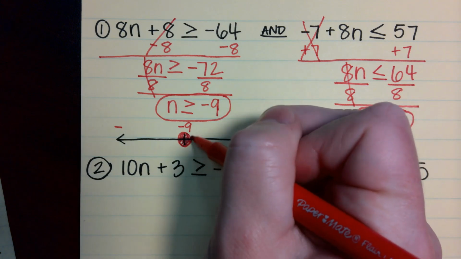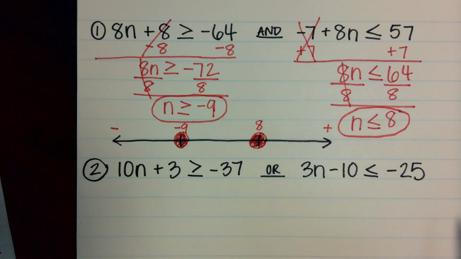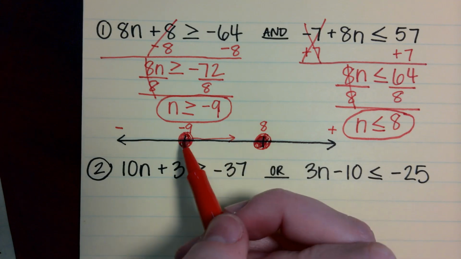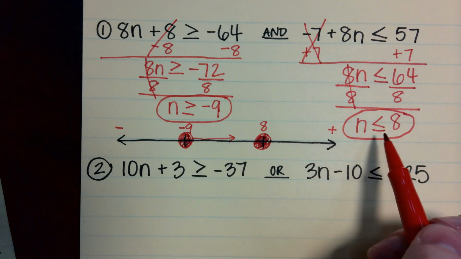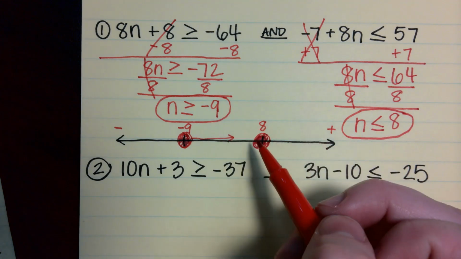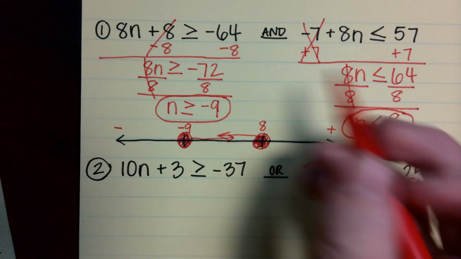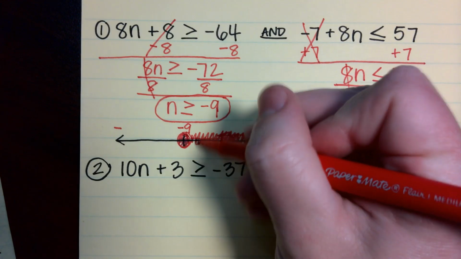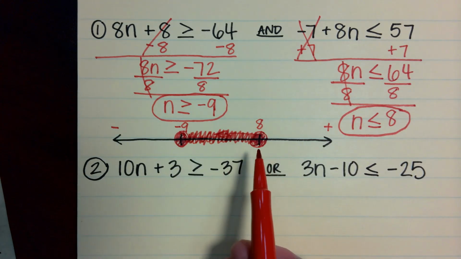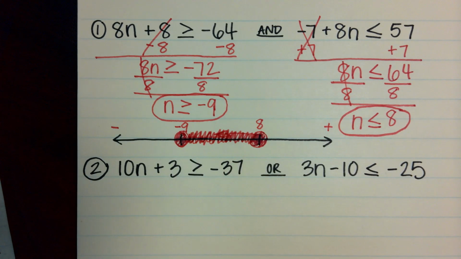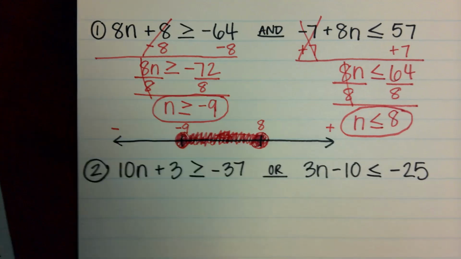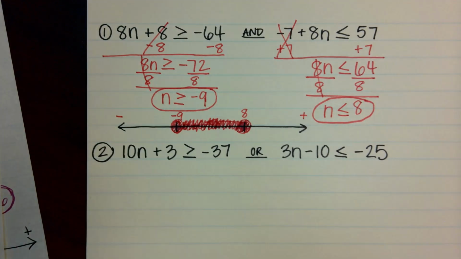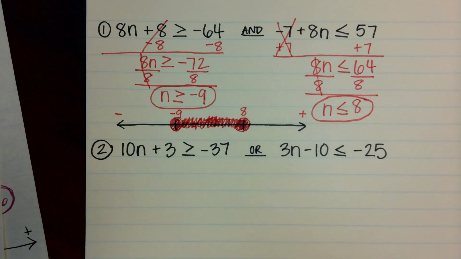All right. Now do I shade in between the dots or outside? In between. N is greater than -9, so we're going this way. N is less than or equal to 8 for both of them, so we go this way. They overlap, so we shade in the middle. Any number between -9 and +8. That's our solution set. Okay, any questions about that one? Feeling okay? All right, let's try number 2.